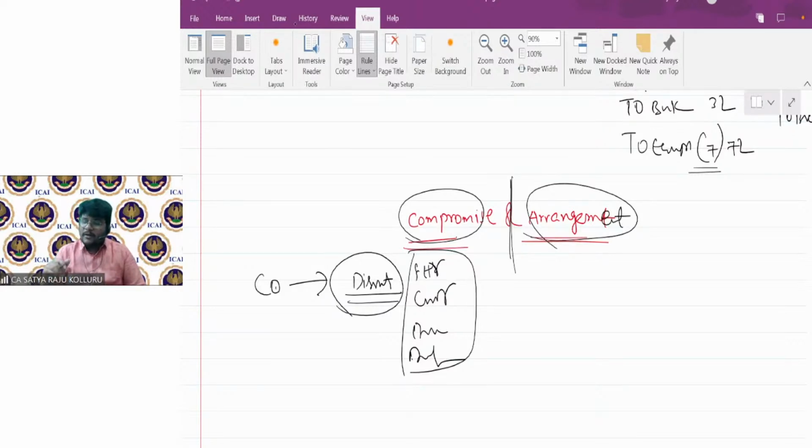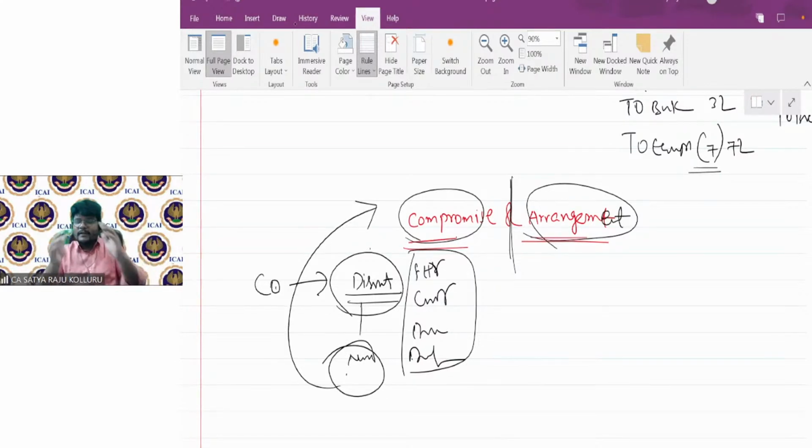Then after many negotiations, if the parties compromise with each other, that particular agreement is known as compromise. So compromise is an agreement entered into between the company and the other stakeholder after final negotiations.